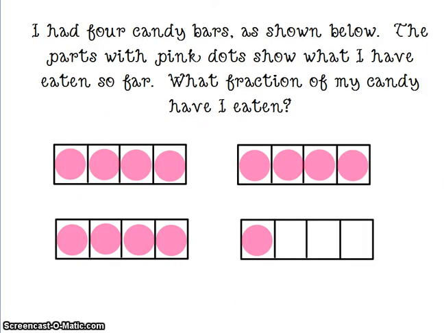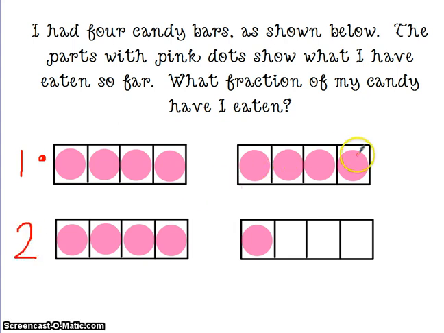Okay, this example says that I had 4 candy bars. The parts with pink dots show what I have eaten so far. What fraction of my candy have I eaten? Well, when I look at this candy bar right here, I can see that I ate 1, 2, 3, 4 pieces out of 4. So I actually ate one whole. Then in this candy bar, I ate every piece. So now I've eaten 2 whole candy bars.